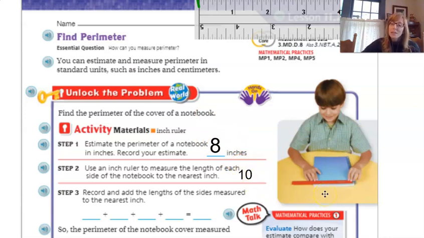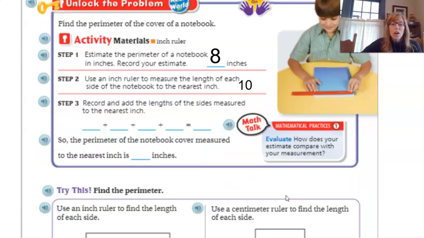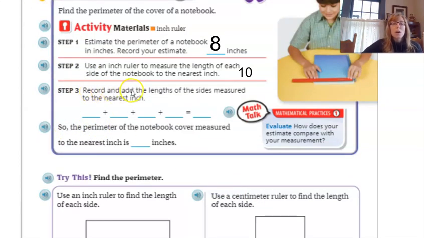Remember, an estimate is based on some sort of mathematical or prior knowledge. You don't just guess out of thin air. You don't just say, I'm going to pull the number 22 out of thin air and say this book is 22 inches across. If I look at my thumb and think about putting it across, 22 is a very large number. So I have to use some prior knowledge. All right, so then we're going to go down here and it says, record and add the lengths of the sides measured to the inch.